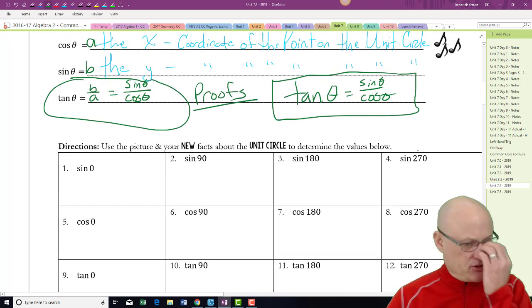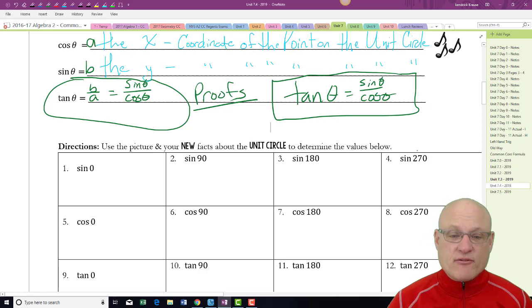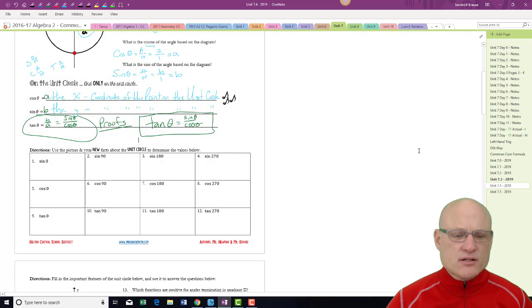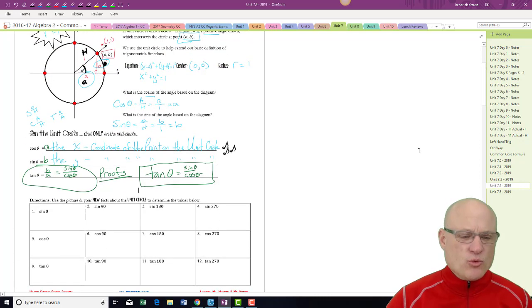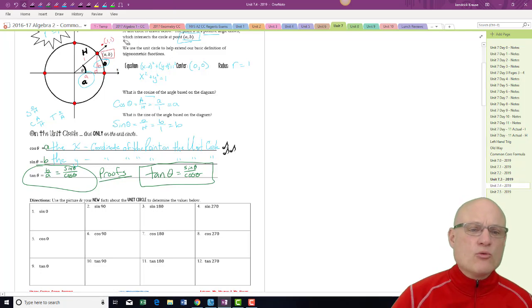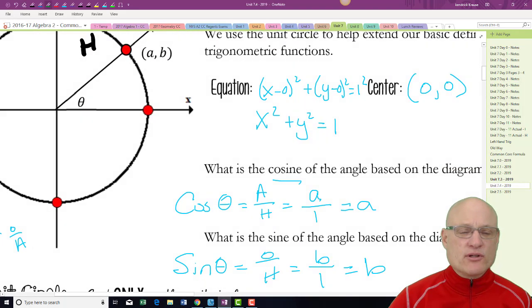So using your picture above and your new facts about the unit circle, determine the values of the following things. Wow, that's going to be tough to look at. Let me see if I can shrink this a little bit. What we're talking about down here are all the points in red. So let's go back up to this and figure out what all these points are.